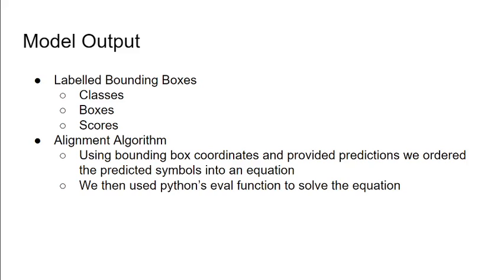The model outputs a list of classes, boxes, and scores. The boxes are the 4 normalized coordinates as the xy minimum and xy maximum. And the scores are how likely a bounding box is to contain a corresponding class. If the score is above a certain threshold, in our case 75, we then take the class and, based on the location of its bounding box, we organize the approved classes into a string, which we then use Python to evaluate.